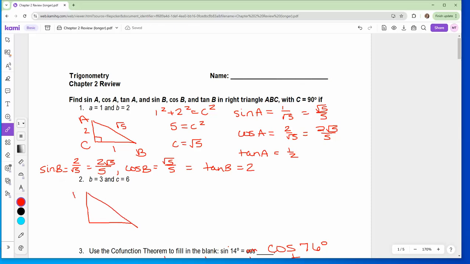So same thing here. C is the hypotenuse, that's 6. B is 3. So to find A, A squared plus 3 squared equals 6 squared.